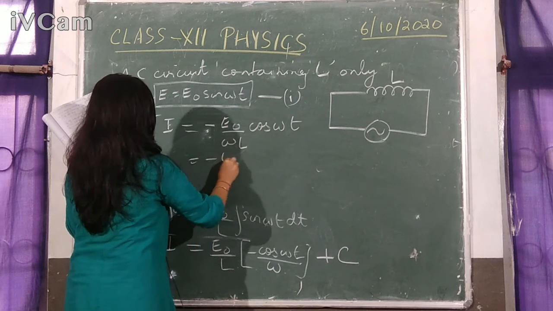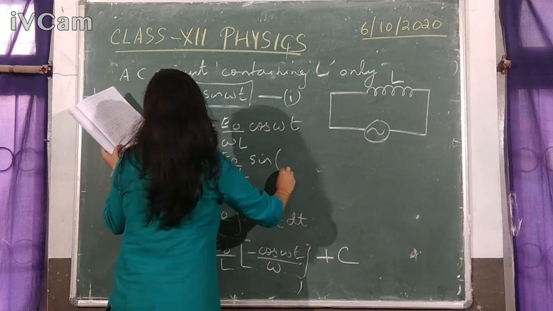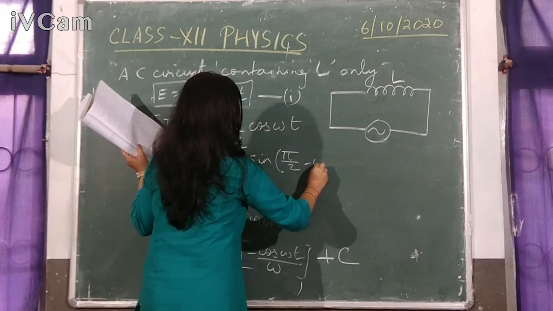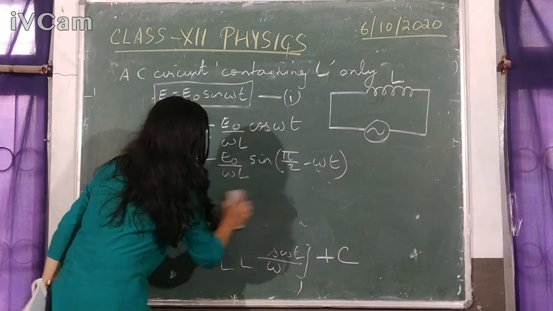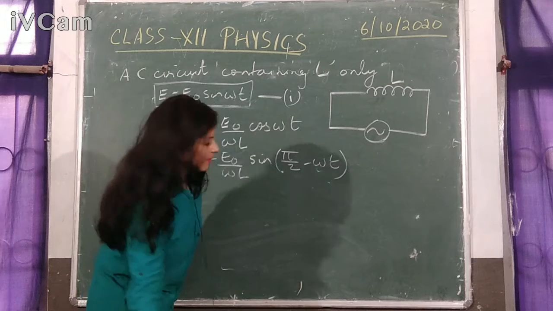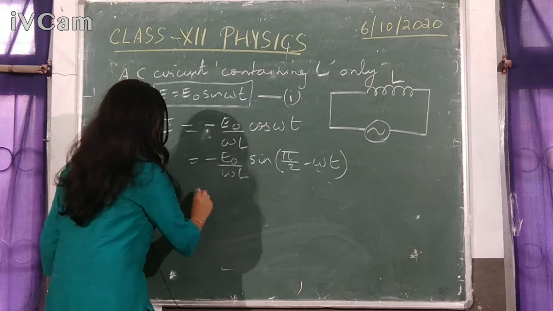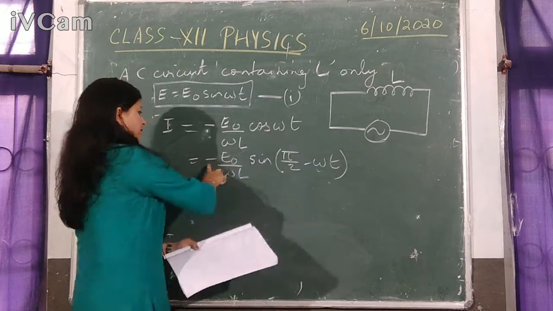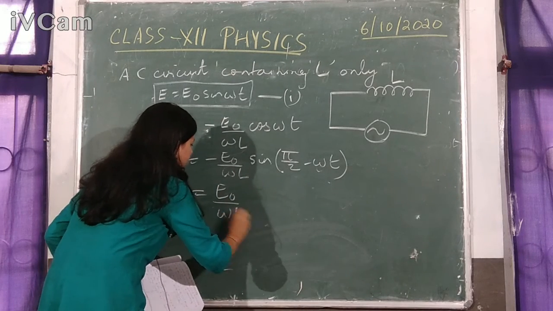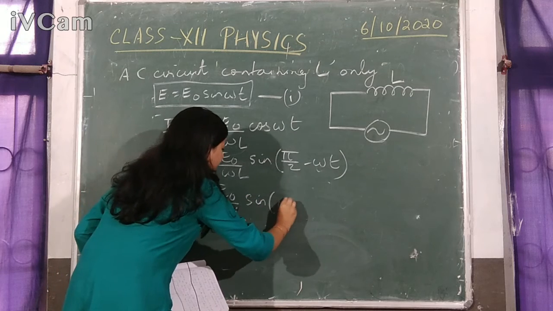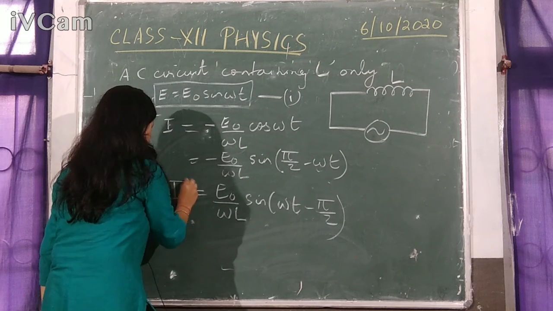Or I can write minus E naught by omega L cos omega t as sine of pi by 2 minus omega t. I want both the equations in terms of sine, so I am replacing cos omega t by sine of pi by 2 minus omega t, because these two are complementary to each other with a phase difference of pi by 2. So with this negative sign taken inside, I can write E naught by omega L sine of omega t minus pi by 2. So this is I.